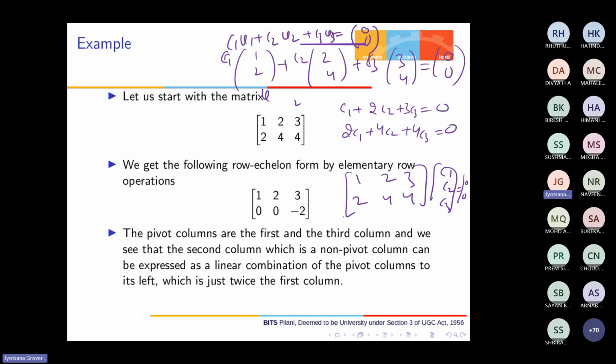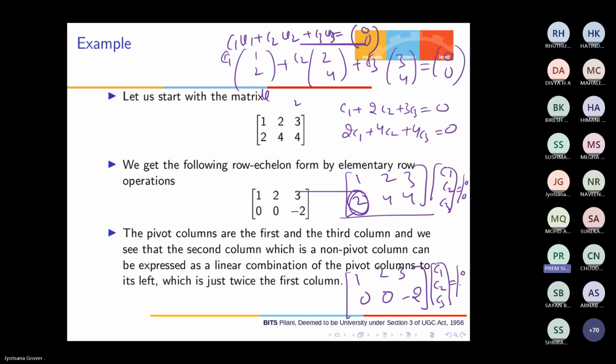Now do the REF. R2 becomes R2 minus 2R1: 2 minus 2 into 1 is 0, 4 minus 2 into 2 is 0, and 4 minus 3 into 2 is minus 2. Am I doing it correctly? Yes, ma'am, your calculation is correct. Ma'am, it will be C1, C2 only, right, not C3? No, because there are 3 variables, 3 columns. Okay.